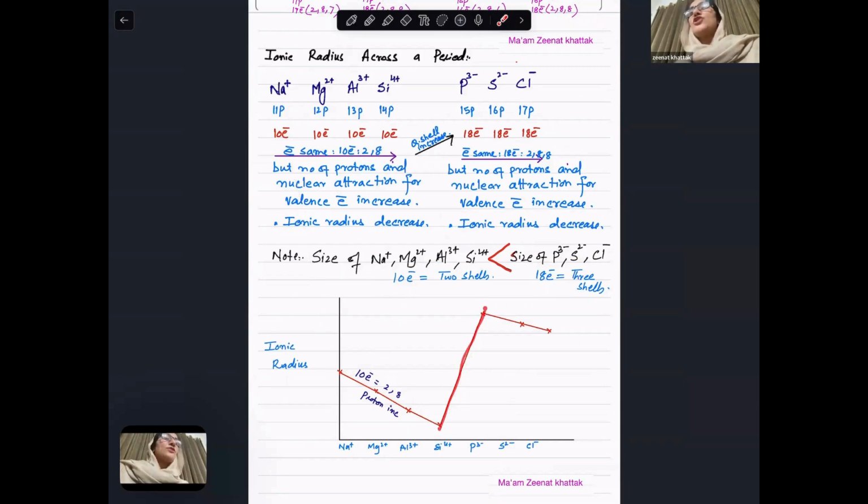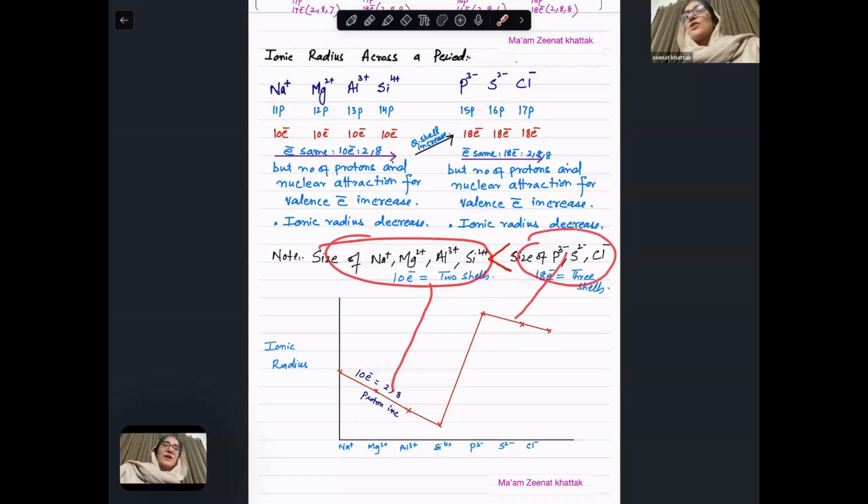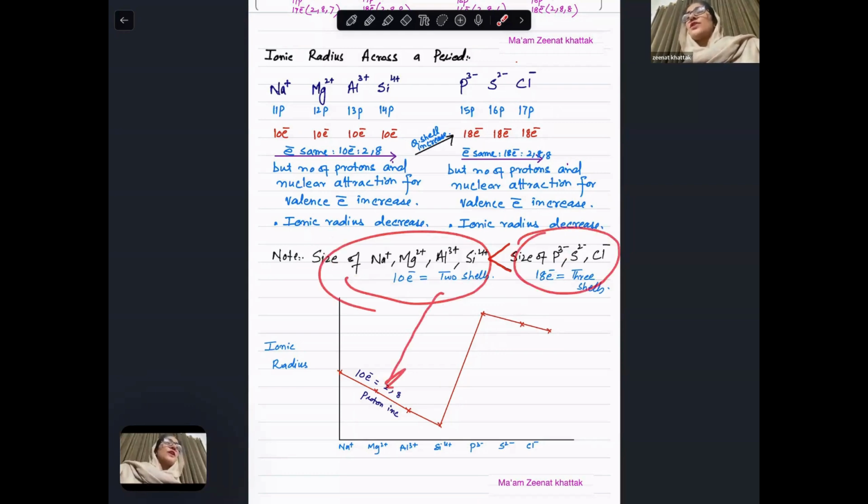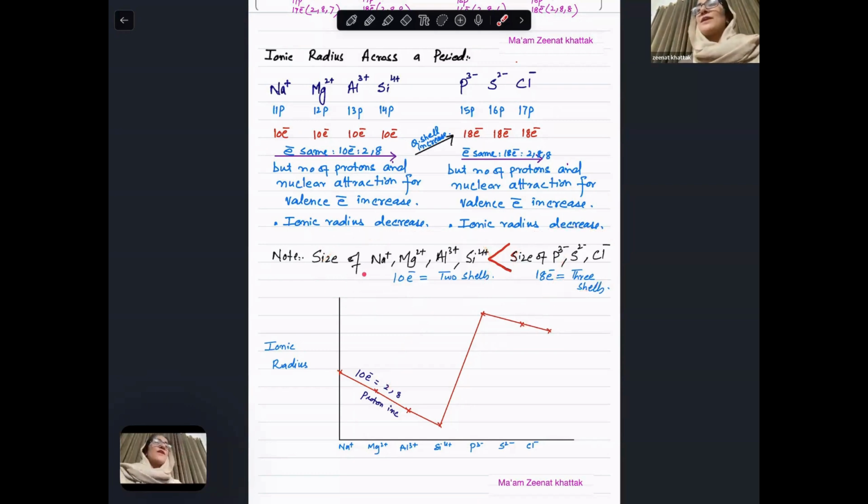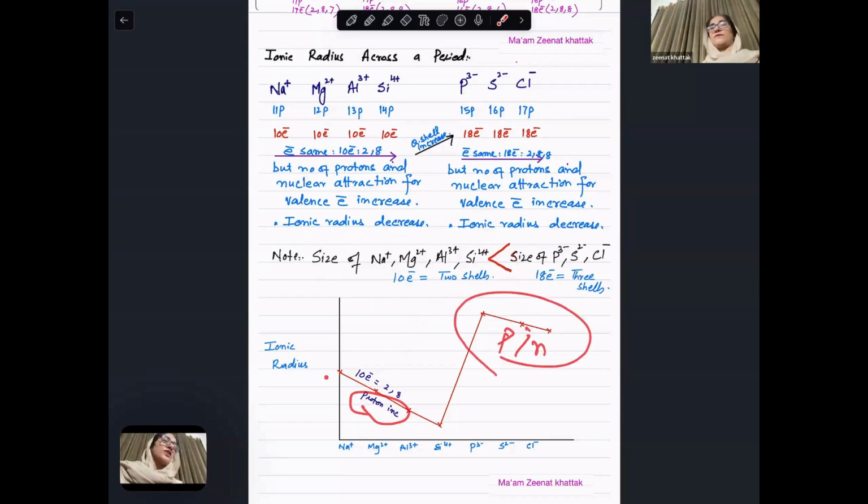When there is a big jump, right? And then again the electrons are same. What is increasing? Proton. They're getting smaller. So the size of these is smaller than these. Yes. Why? Because they have two shells and they have three shells. But if I compare these with each other, and if I compare these with each other, proton increases, size decreases, size decreases.